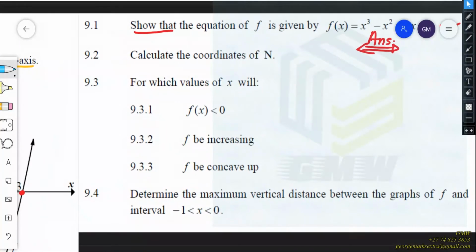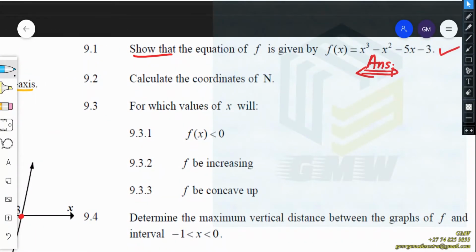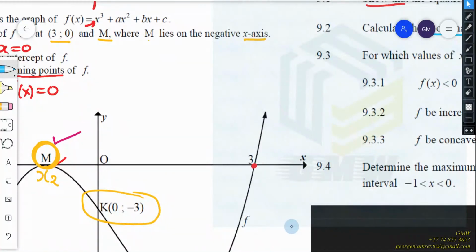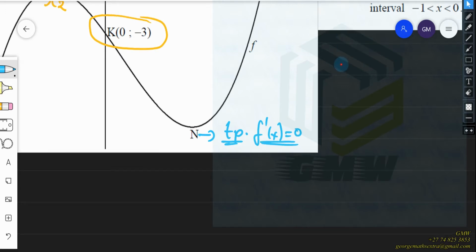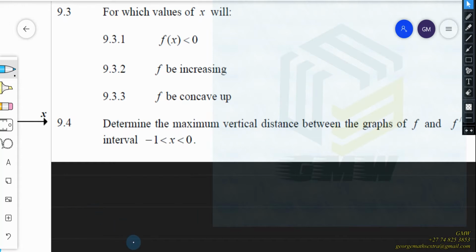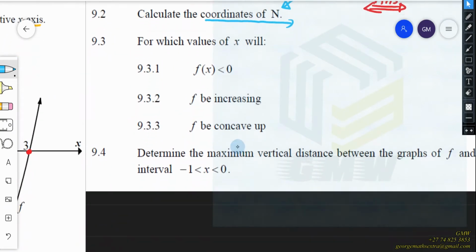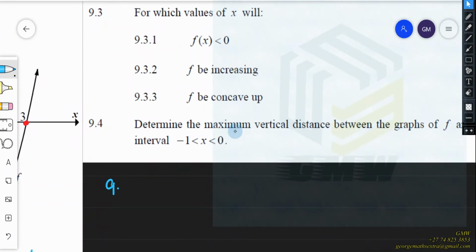Now we move to 9.2. 9.2 says calculate the coordinates of n. When you read this, the question you should ask is, what is n? And if you remember the description or by looking at the diagram, we know that n is a turning point. Which means the first derivative here should be 0. Now, with that said, we want to answer 9.2, we want to find coordinates of n.